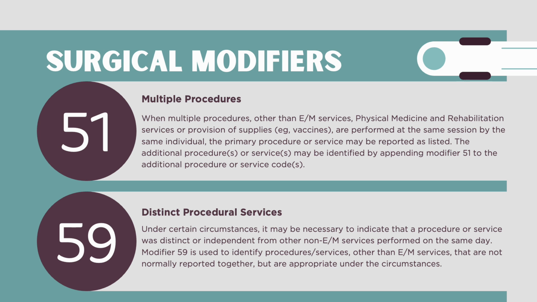Modifier 59 indicates a distinct procedural service. Documentation must support a different session, different procedure or surgery, different site or organ system, separate incision or separate excision, separate lesion, or separate injury. An example is a patient who had a colonoscopy and a lesion is removed from the proximal to the splenic flexure. During the same colonoscopy, a biopsy is taken of a different lesion. Both codes are reportable using modifier 59 on the second procedure.